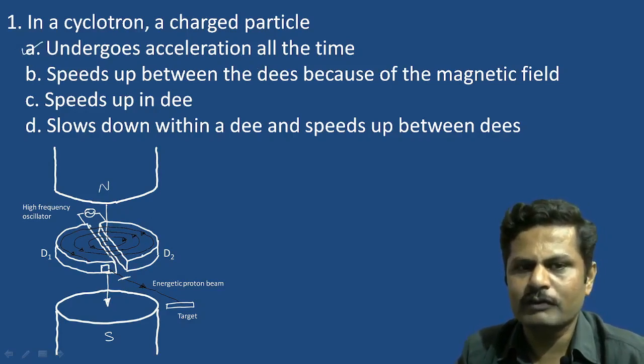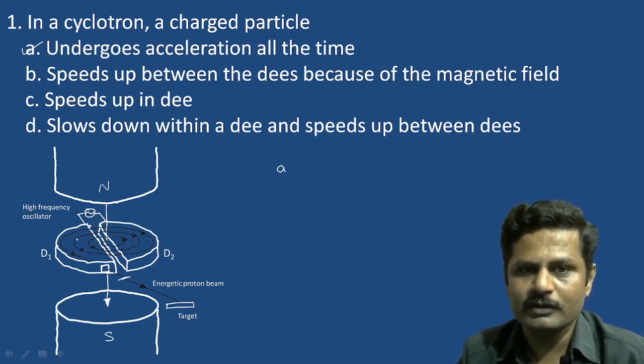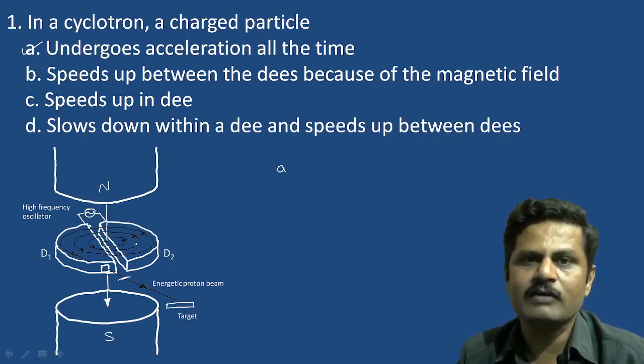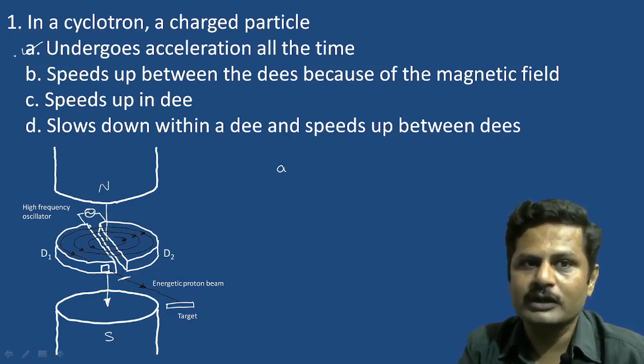In another way, a body is said to be accelerated if its velocity changes or if its direction changes. Here, while circulating, this charged particle is changing its direction at every instant of time. If the direction is changing at every instant, then the charged particle is said to be accelerated all the time. So option A is the right answer.